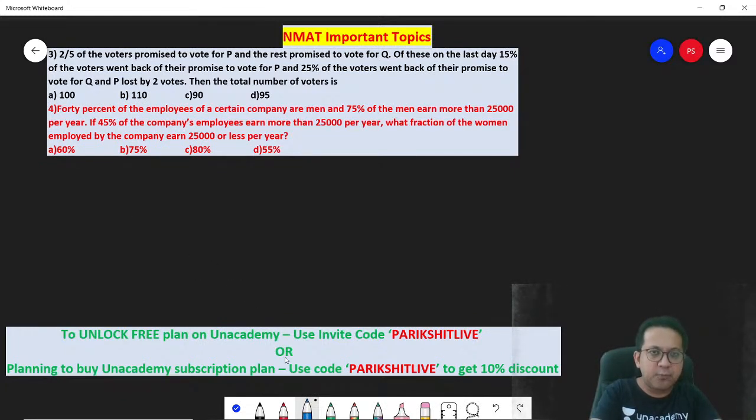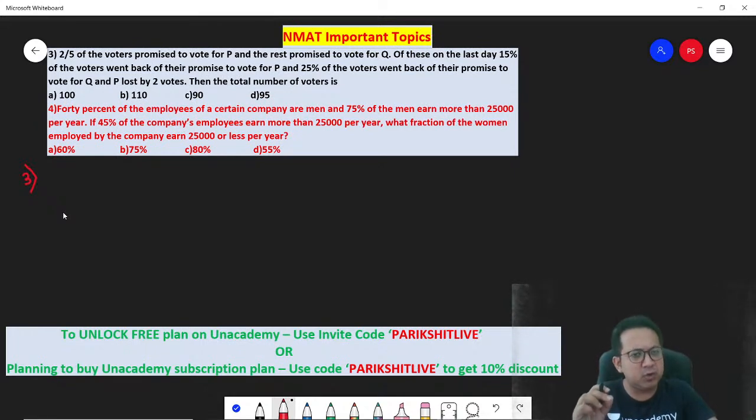2/5 of the voters promised to vote for P and the rest promised to vote for Q. Of these, on the last day, 15% of the voters went back on their promise to vote for P and 25% of the voters went back on their promise to vote for Q, and P lost by 2 votes. Then the total number of voters is, okay. I can always frame an equation, but there are so many 2/5, 3/5, 15% and then 25%. It might become a bit complicated. I think the easiest way here would be to go with the answer options.